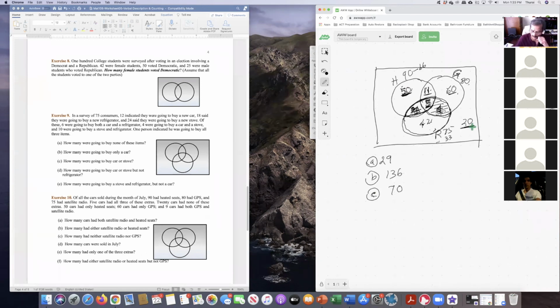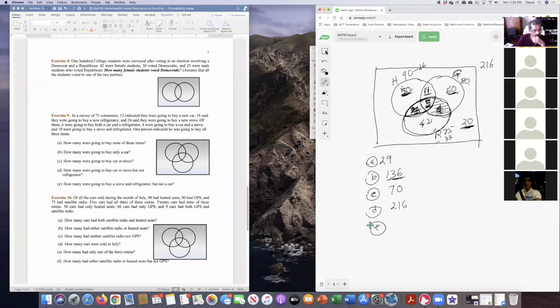And part D is how many cars were sold in July. So that's the universal set. To find the universal set, I had to add up all the sections. These 2 circles, H and R together, were 136. To that 136, if I add the 60, that's 196. 196 plus 20 is 216. 216 is the total count of all of those sections. So that's how many cars were sold, how many cars we are looking at in the universal set.